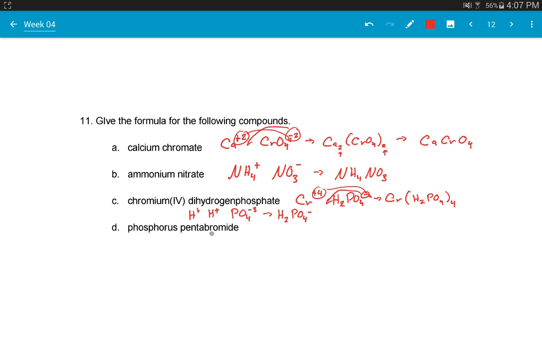And then we have phosphorus pentabromide. The numerical prefix should indicate that we have a covalent compound. Dichromate is a weird exception to that, but for the most part, if we have a numerical prefix followed by an IDE, we're fairly safe assuming that we're dealing with a covalent compound. So in this case, we have phosphorus. Bromide is based on bromine, and penta means 5.